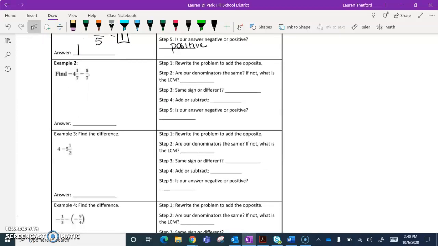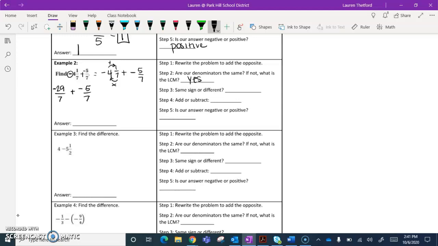Example 2, rewrite the problem as add the opposite. So this is actually negative 4 and 1/7 plus a negative, because this is add the opposite, 5 over 7. Are our denominators the same? Well, first we need to turn them into improper fractions. So 4 times 7 plus 1, that's 28 plus 1 is 29. So we have 29 over 7. It's negative because this was negative. Add the opposite. So we have plus negative 5 over 7.